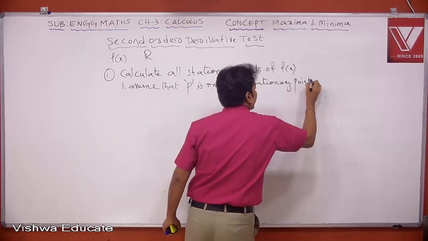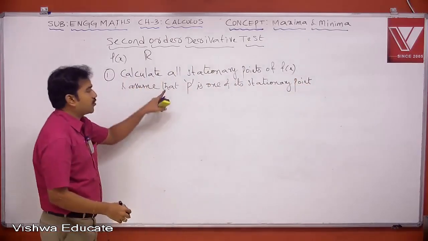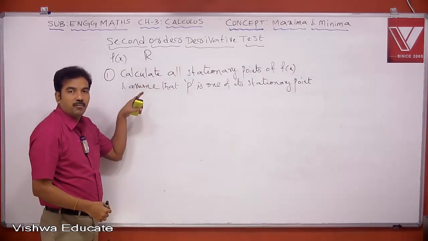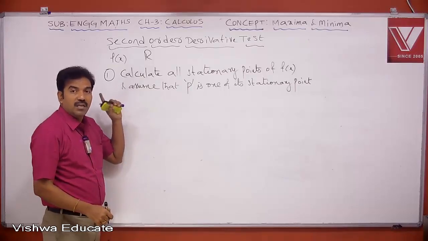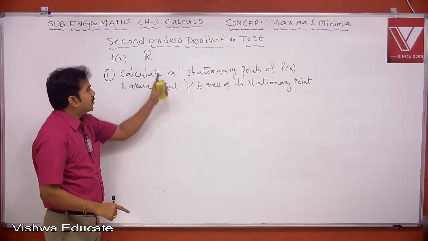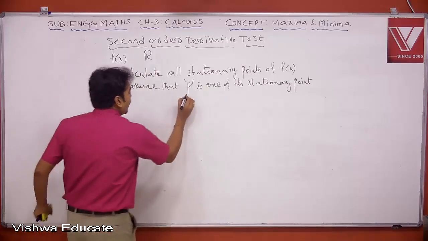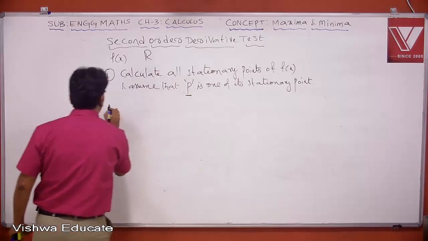So what is step 1? It involves the calculation of all stationary points. How to get stationary points? Find the derivative of f of x and make this equal to 0. You will get some roots and they become stationary points of this function. So assume that P is one of its stationary points.